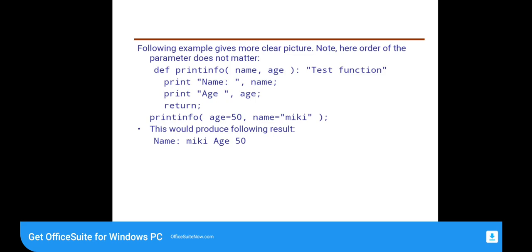Def print info. Print info is a function. We have passed two arguments, name and age. This function will print the name and age of the person. Then print info: here we have passed two values, age is equal to 50, name is equal to Mickey. This will produce the following result, name Mickey and age 50.